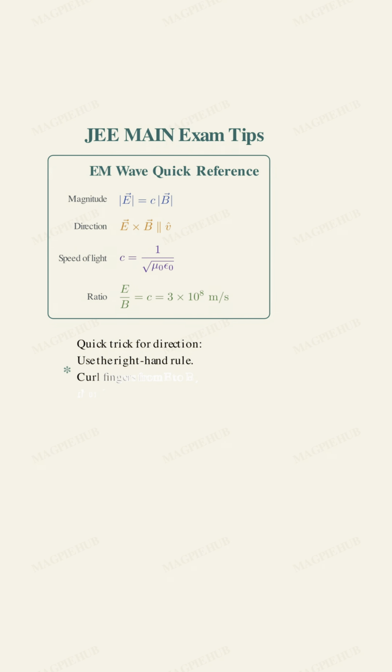A quick trick for finding direction, use the right hand rule. Curl your fingers from E to B, and your thumb points along the direction of propagation. Also remember the cyclic cross products, i cross j equals k, j cross k equals i, k cross i equals j.